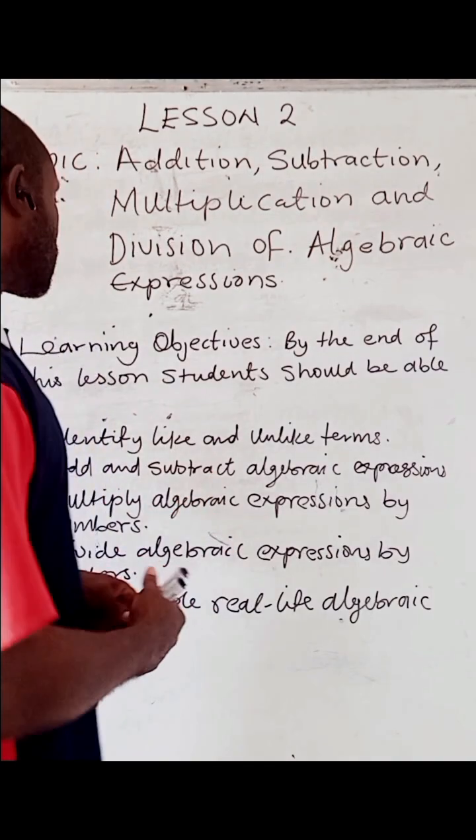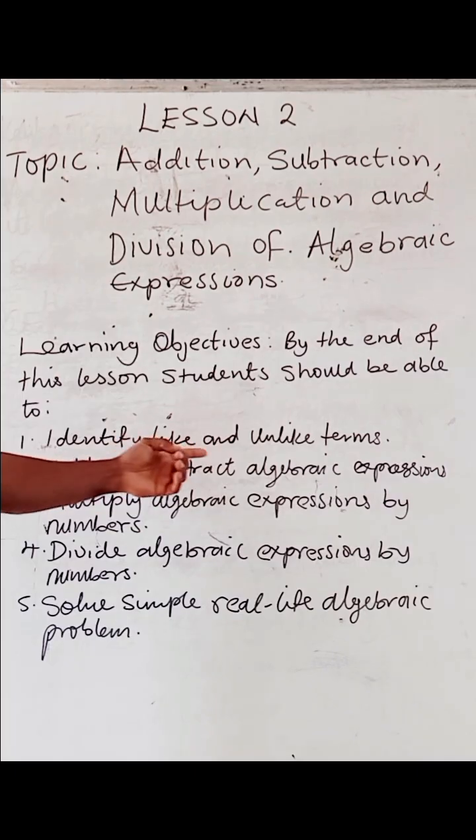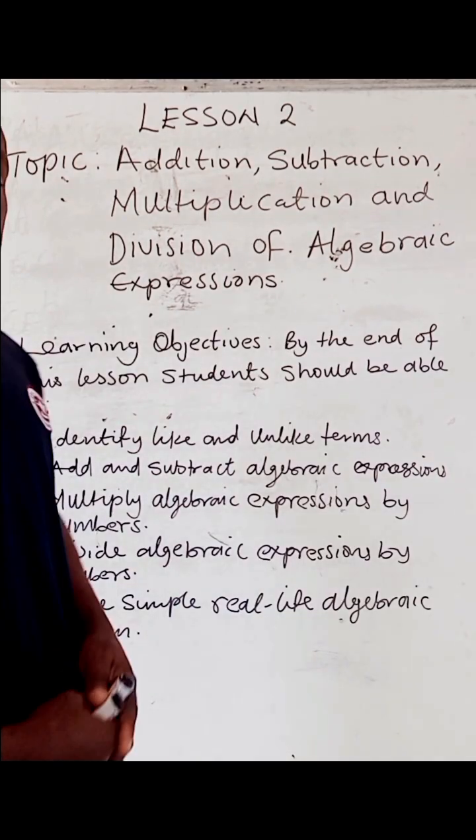By the end of this lesson, students should be able to identify like and unlike terms. They should be able to add and subtract algebraic expressions. They should be able to multiply algebraic expressions by numbers. They should be able to divide algebraic expressions by numbers. And lastly, they should be able to solve simple real-life algebraic problems.